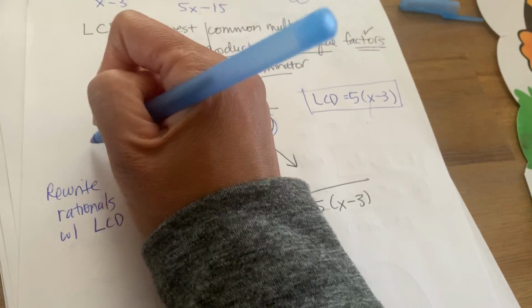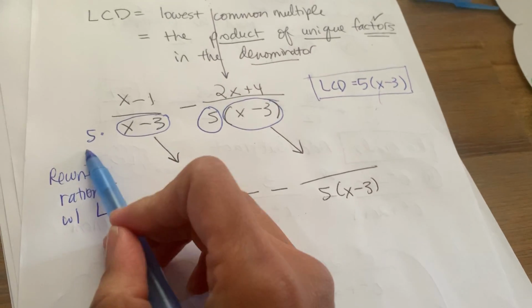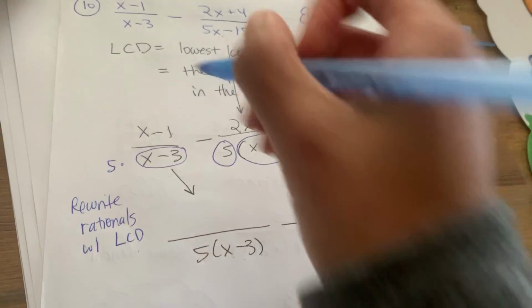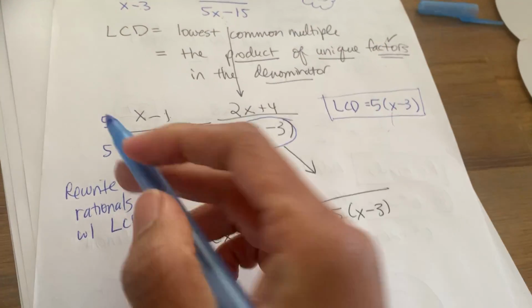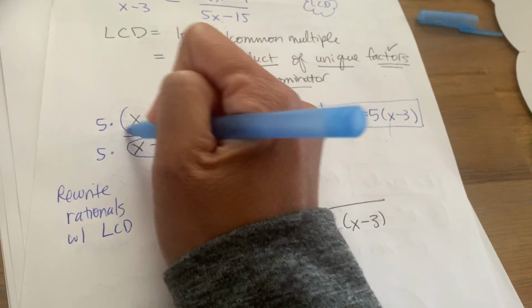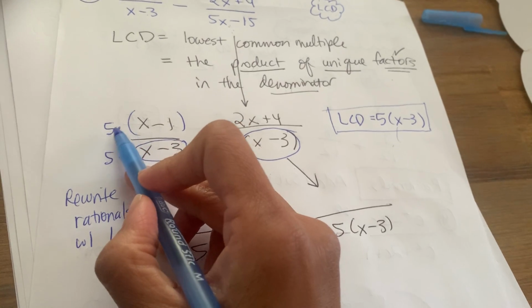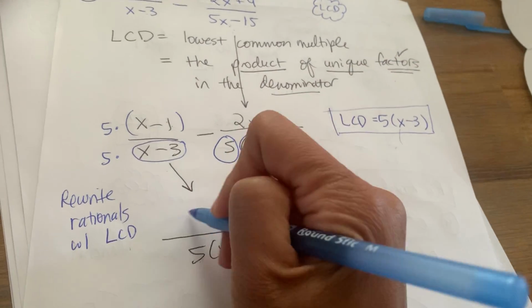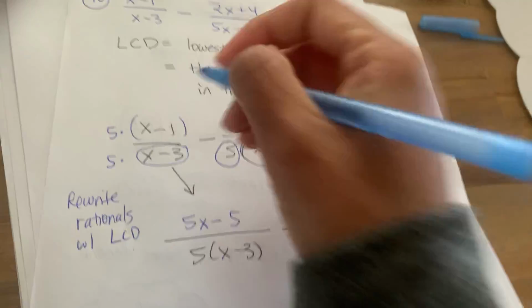So I needed to multiply by 5. 5 times this whole thing will give me the denominator. Whatever I do in the bottom, I must do to the top. So 5 times this whole thing. I'm going to put this in parentheses to emphasize that I need to distribute the 5 through. When I distribute the 5 through, I get 5x minus 5.